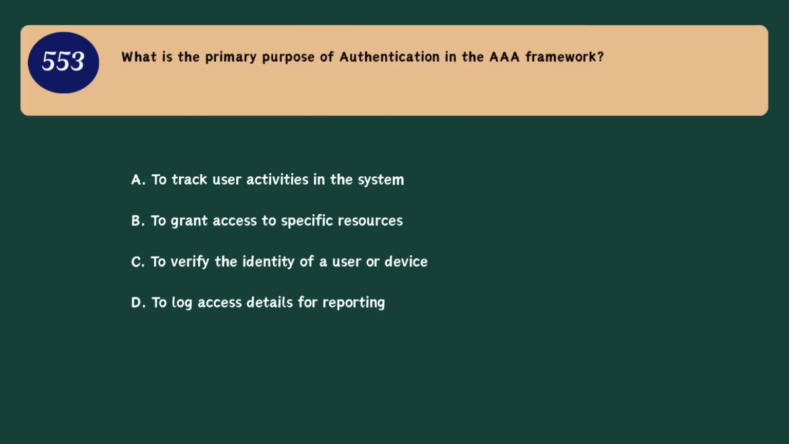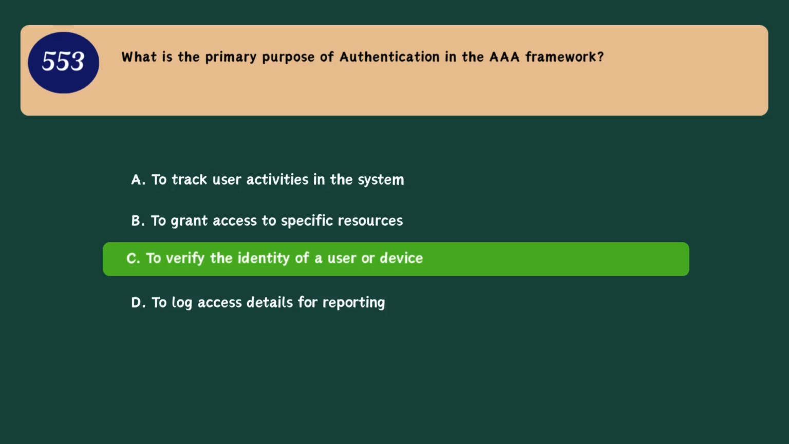Question 553. What is the primary purpose of authentication in the CompTIA framework? A. To track user activities in the system. B. To grant access to specific resources. C. To verify the identity of a user or device. D. To log access details for reporting. Correct answer. C. To verify the identity of a user or device.